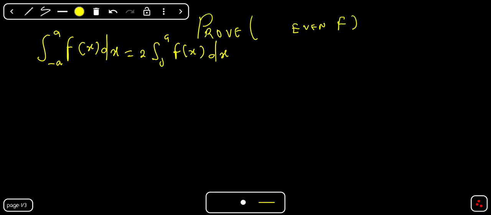So in today's video, we want to prove these integral relations. So, proof for even f. Assume f is integrable on negative a to a, and f of x is even. I want to prove that this is equal to 2 times the integral from 0 to a of f of x dx.